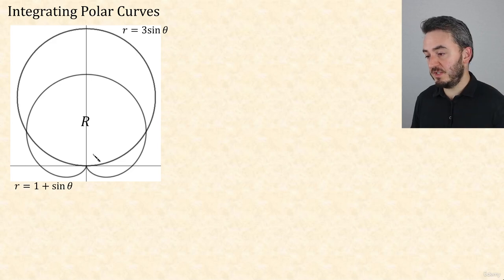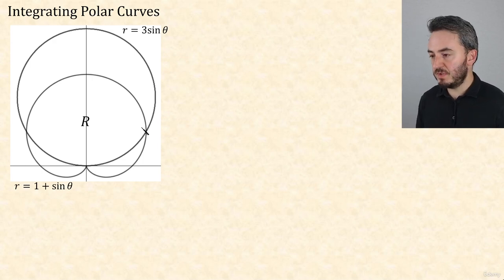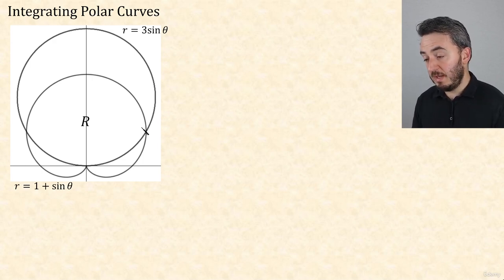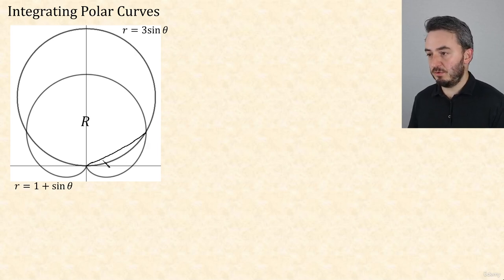One thing to say first is I'm only going to bother finding 1/2 of R, and I'll just double my answer at the end. So I'm going to find basically the right-hand side of R, and I'm going to split it up into two regions. I'll draw a line, supposed to be a straight line, from the origin, or the pole, to the intersection here. Now notice that this region here is going to be the integral of the 3 sine theta curve. And this region round here, I'm going to be integrating the 1 plus sine theta part.